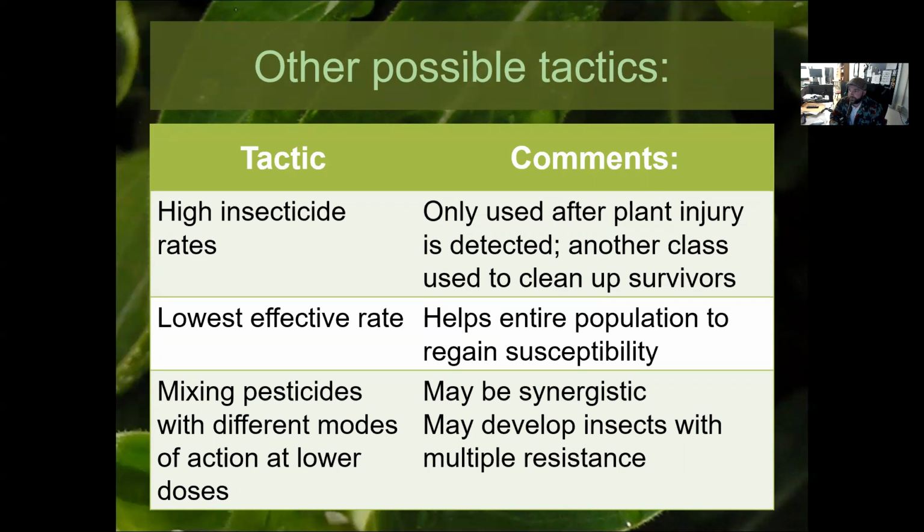If you're using a high rate of insecticide, you want to make sure that that plant is already injured, because it's going to take that plant out, or it's going to make it look pretty weak. The lowest effective rate helps the entire population to regain susceptibility, and then there's mixing pesticides with different modes of action. That may be synergistic, but may develop insects with multiple resistances. If you're switching out your product, more often than not, that's going to be more effective than using the same thing over time.